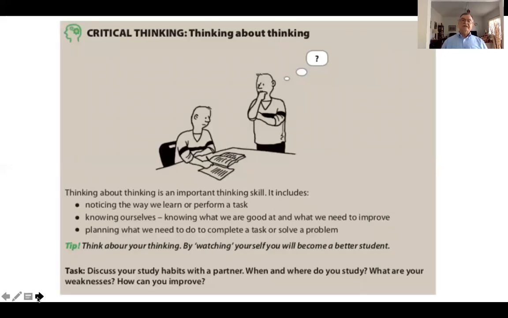Let's start off with thinking about thinking. I've taken this from my book, Framework. In this diagram we can see that there's a man kind of stepping outside his body and looking at himself and being critical of the way that he is working. So in the notes here, thinking about thinking is an important thinking skill. It includes noticing the way we learn or perform a task, knowing ourselves, knowing what we are good at, what we need to improve, planning what we need to do to complete a task or solve a problem. And the tip there is, by watching yourself, you will become a better student. So how do we go about that? How do we get students to practice that? Well, here's one suggestion.